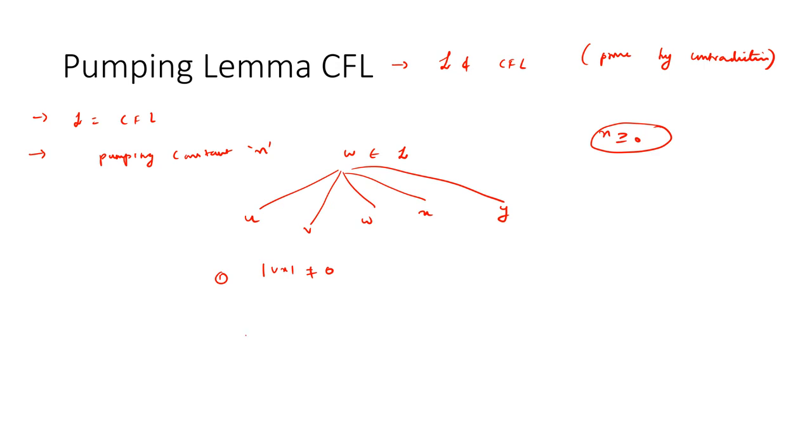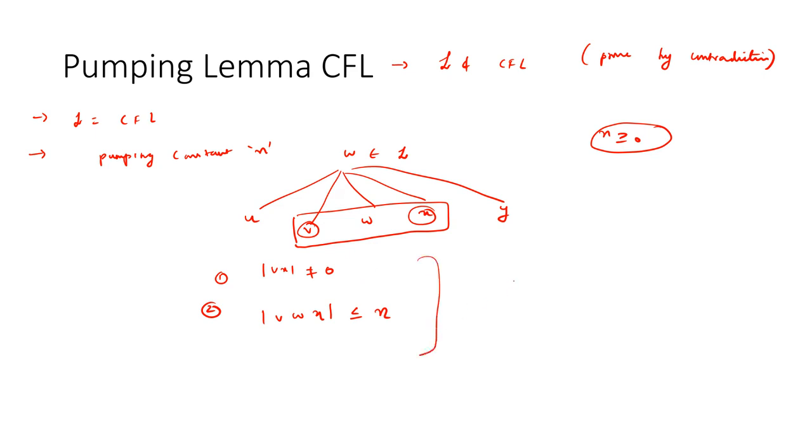And the second condition is that the length of the string vwx should be less than or equal to the pumping constant n that you choose. Earlier, in regular languages, the middle part y had to be less than or equal to the pumping constant. Here again we want the middle part to be less than or equal to the pumping constant, and v and x cannot both be equal to 0.